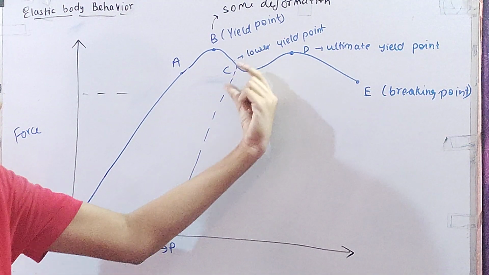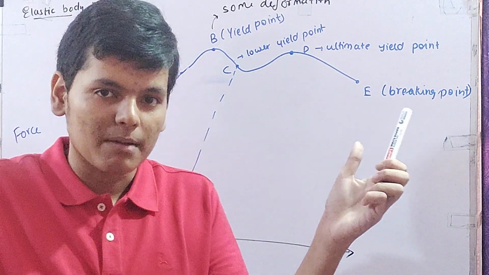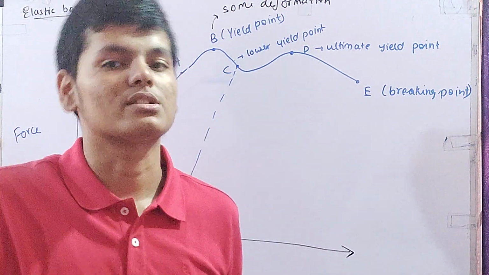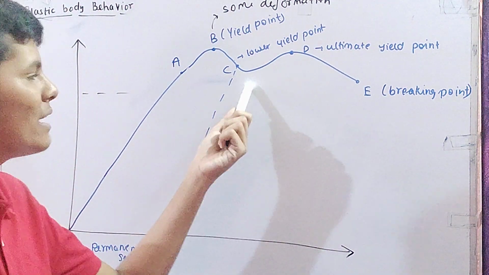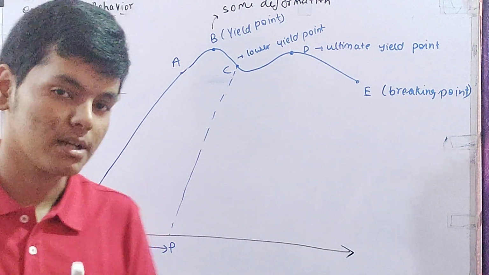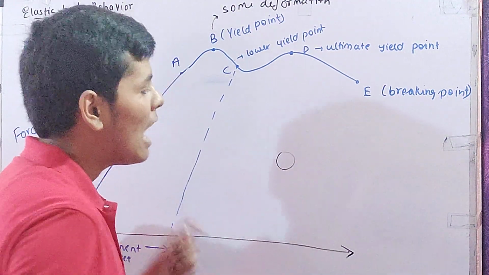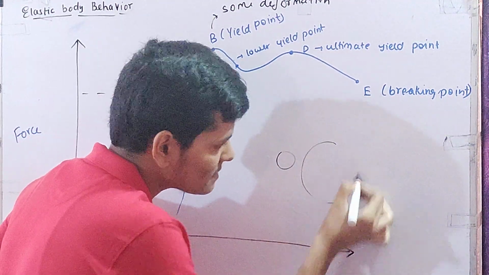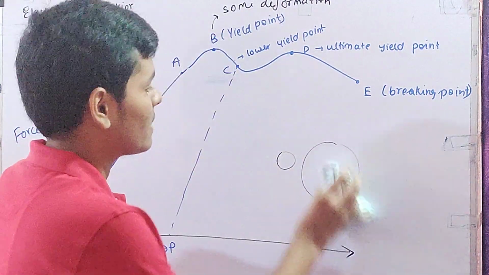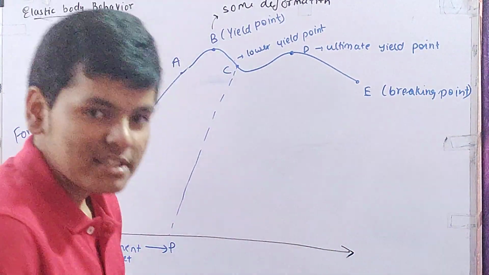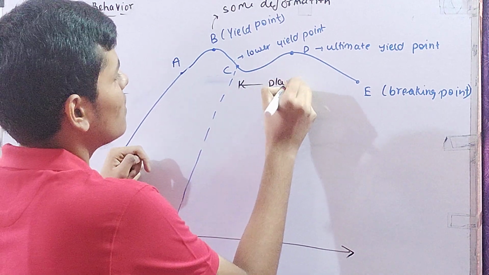Okay. Now after point C, at point C, what happens is, when you leave the rubber band, it does not go to its original place. Till point B, there is very slight deformation, but up to point C, it does not go back to its original point. If this was the original length of the rubber band, up to point C, the length of the rubber band becomes like this. It elongates a lot. So that is called the lower yield point. Now, after this, it is known as the brittle point, or this is known as the plastic point.